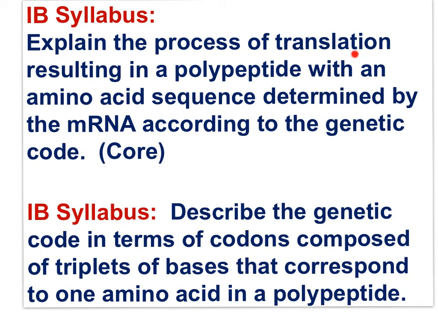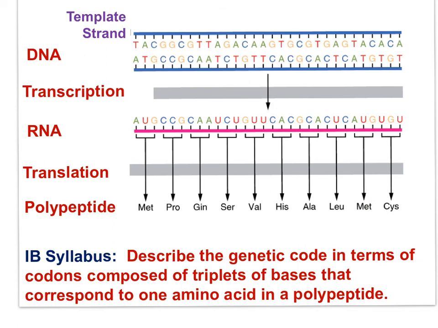These two IB syllabus statements will carry us into the next movie. Explain the process of translation resulting in a polypeptide with an amino acid sequence determined by the mRNA according to the genetic code. Describe the genetic code in terms of codons composed of triplets of bases that correspond to 1 amino acid in a polypeptide. Here is a nice diagram that displays the triplet code. Triplets of mRNA nucleotides are translated by the ribosome. Each triplet codes for 1 amino acid, as you can see here.